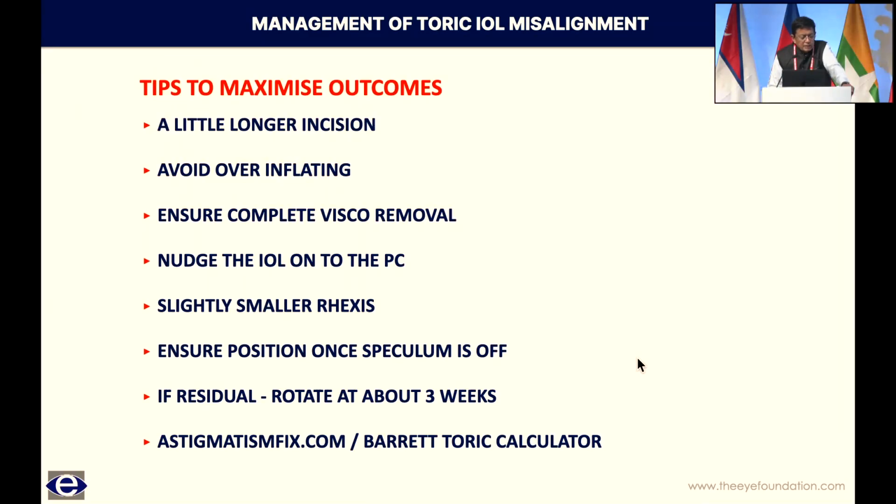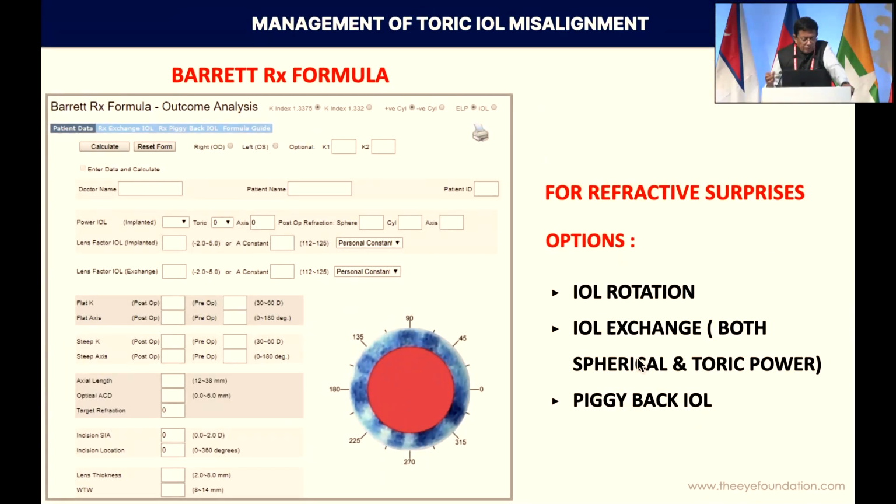Slightly smaller rhexes, well-rounded rhexes, so that at least there is a 0.5 millimeter regular overlap of the rhexis onto the optics of the lens. Ensure that the position of the lens is stable even after the speculum is off. And if there is residual, then rotate after about 3 weeks.